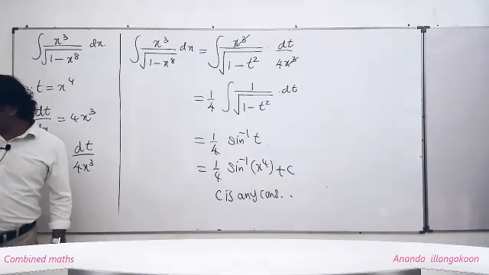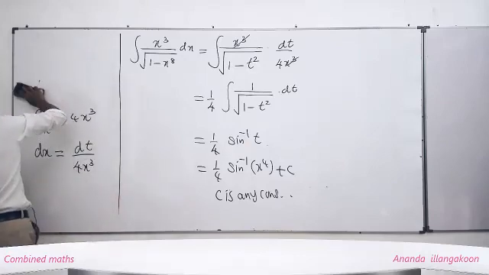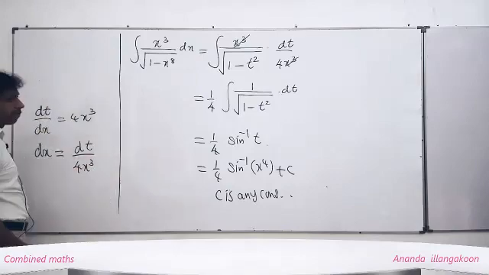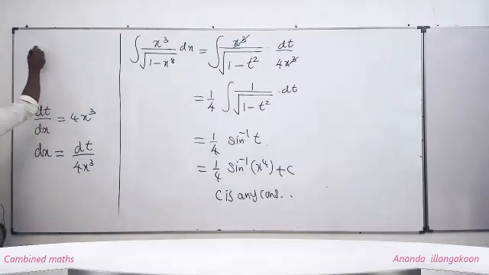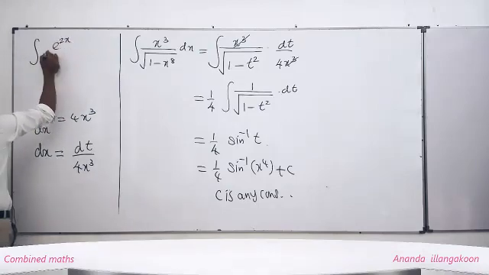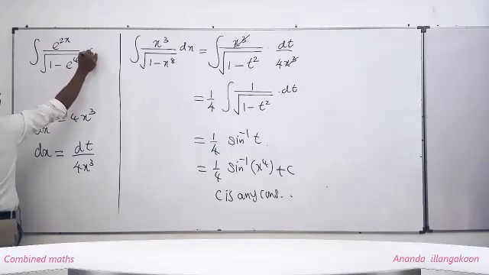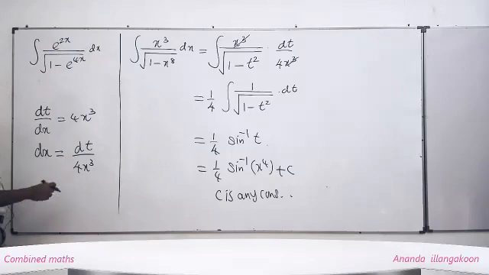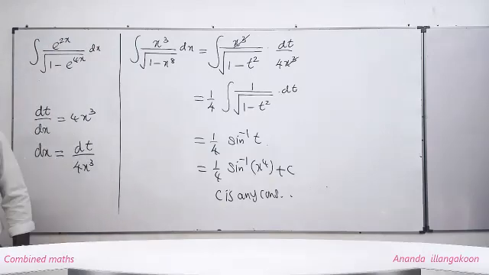Next one. The integral of e to the power 2x divided by square root of 1 minus e to the power 4x dx. Now you can decide what should be the substitution there.